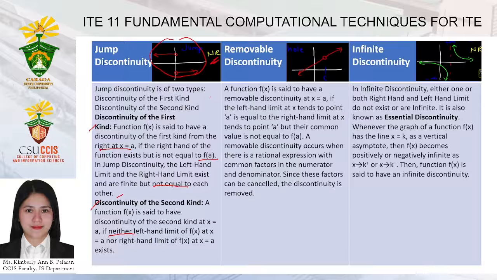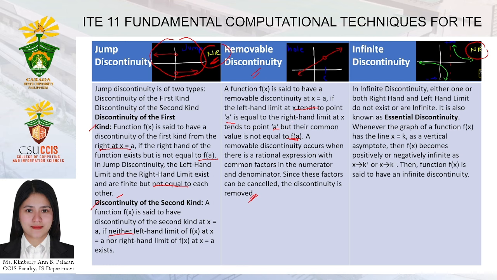So for the removable discontinuity, a function f of x is said to have a removable discontinuity at x equal to a if the left-hand limit as x tends to point a is equal to the right-hand limit as x tends to point a, but their common value is not equal to f of a. A removable discontinuity occurs when there is a rational expression with common factors in the numerator and denominator. Since these factors can be cancelled, the discontinuity is removed. Okay, among the three classes, this one is removable, this one is non-removable, and this one as well, non-removable.